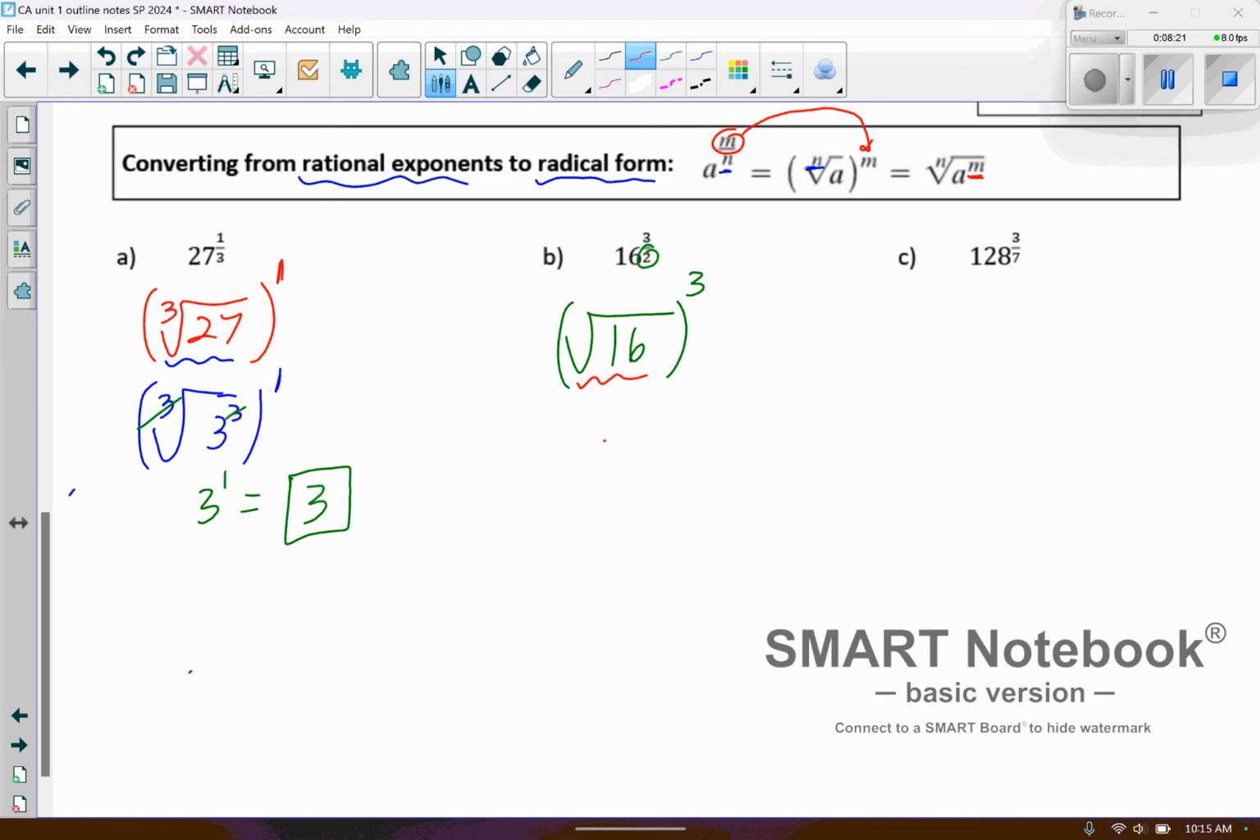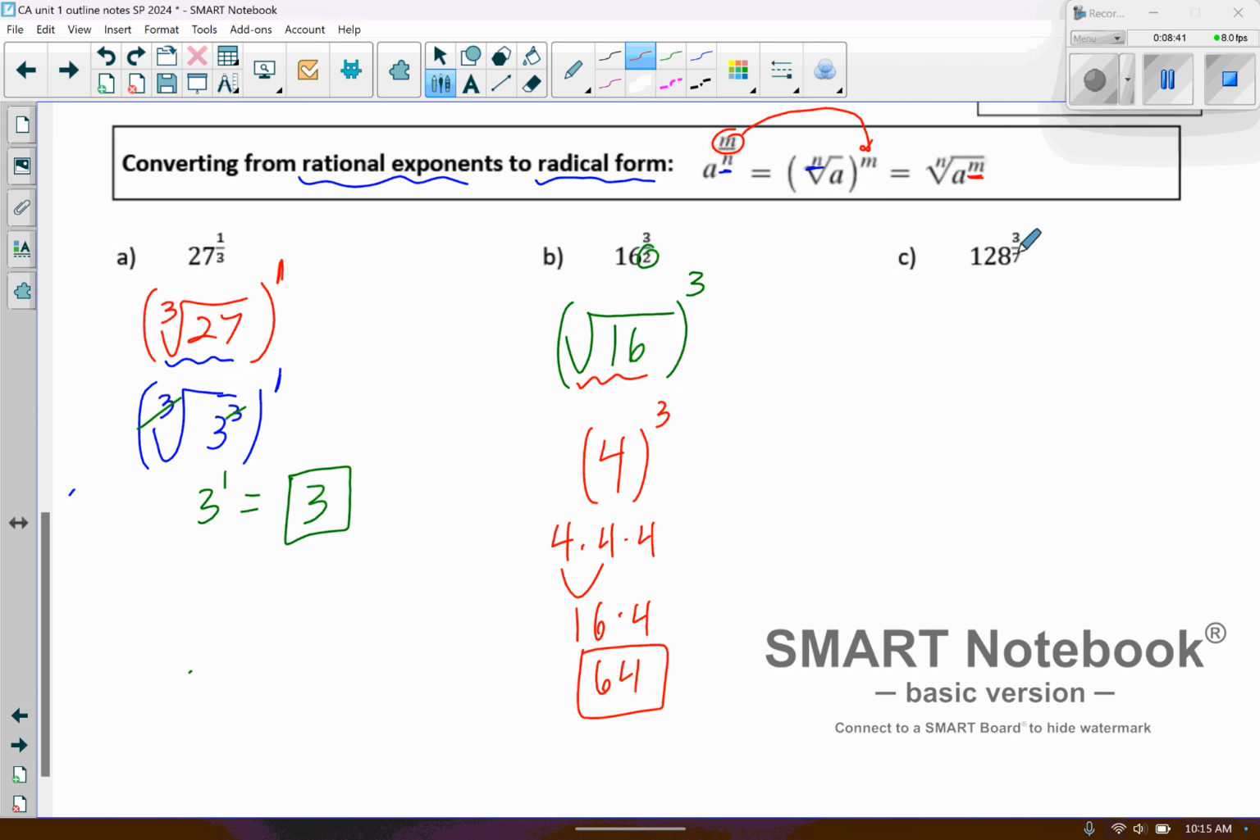So the square root of 16 is 4, and then we're going to cube that. So let's see, 4 times 4 times 4. Well, 4 times 4 is 16, and then times 4 again is 64. And so that's what that simplifies into right here.